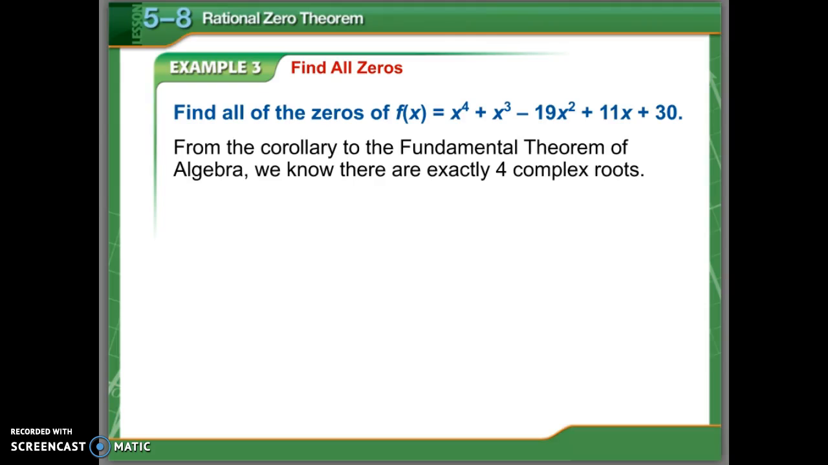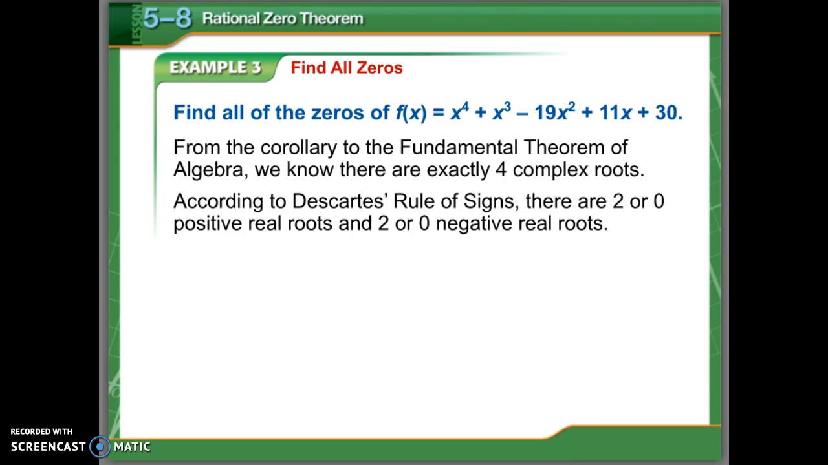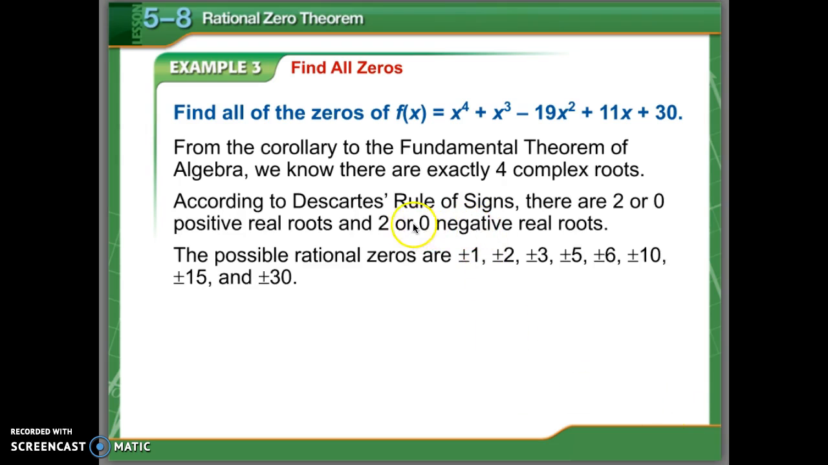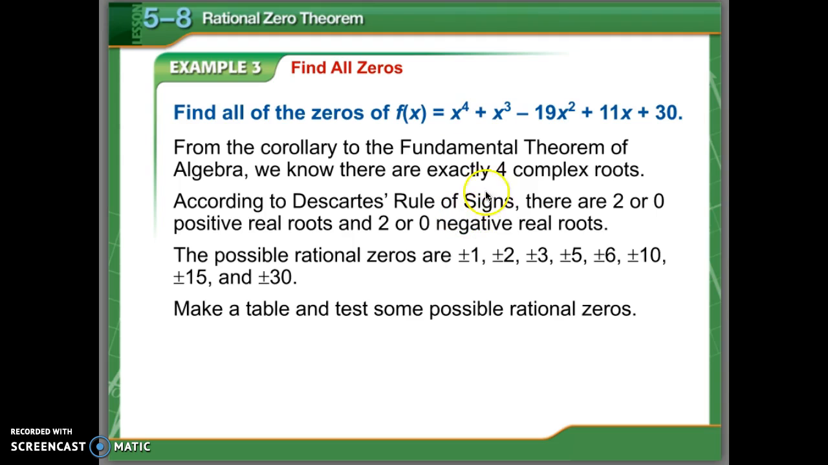So the first thing we're going to do, they've actually gone ahead and they did Descartes' rule of signs. They checked all the sign changes, and they found there's 2 sign changes for f of x, and then they did negative x also. And when they did negative x, they also got 2 sign changes. So they know that there's either 2 or 0 positives and 2 or 0 negatives.